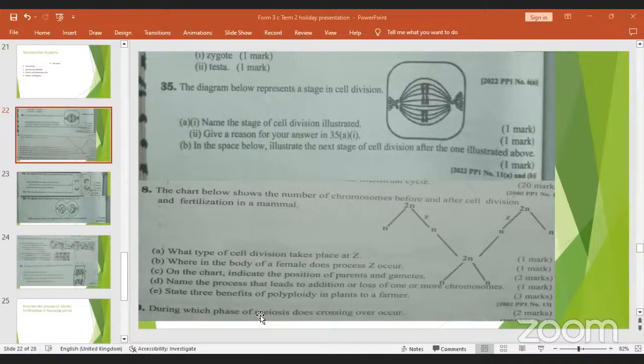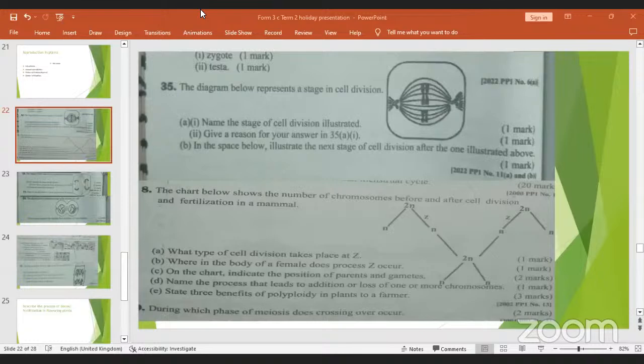Sawa. Naelewana, Kevin, and everybody else. Now give a reason. Why have you said that it is metaphase 1? Somebody who answered. There's somebody who responded very fast from their hand. John Paul, yes. The homologous chromosomes are still bivalent and they are arranged at the center of the cell.